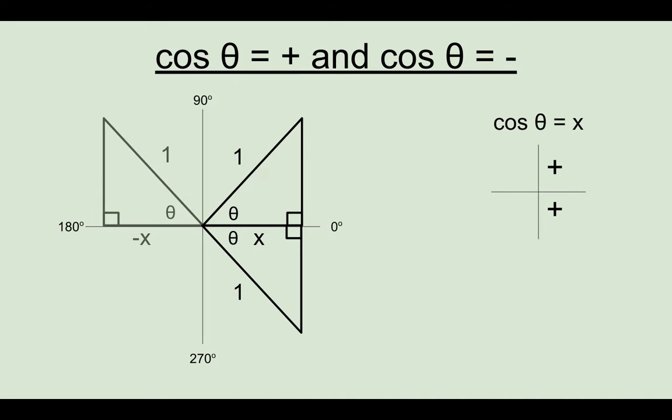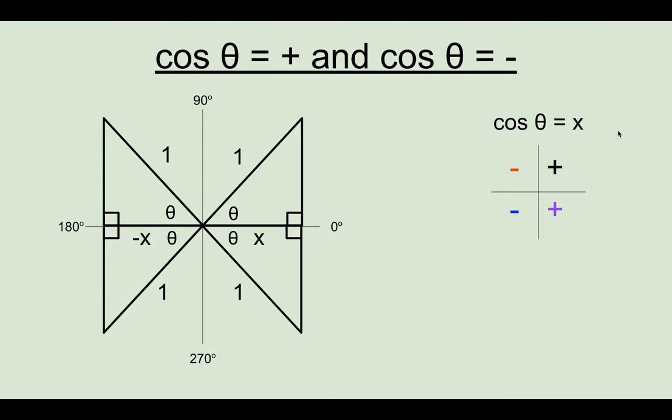And then third quadrant, I have a negative x, right, for the adjacent side. So third quadrant is negative. Second quadrant, negative x for the adjacent side. So the second quadrant is negative. So 0 to 90 and 270 to 360, cosine will be positive. 90 to 270, cosine will be negative.